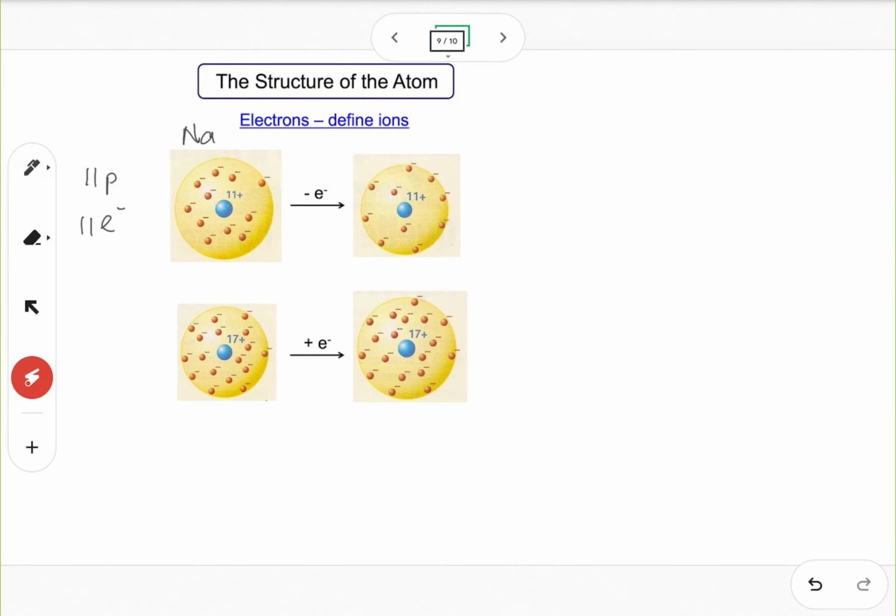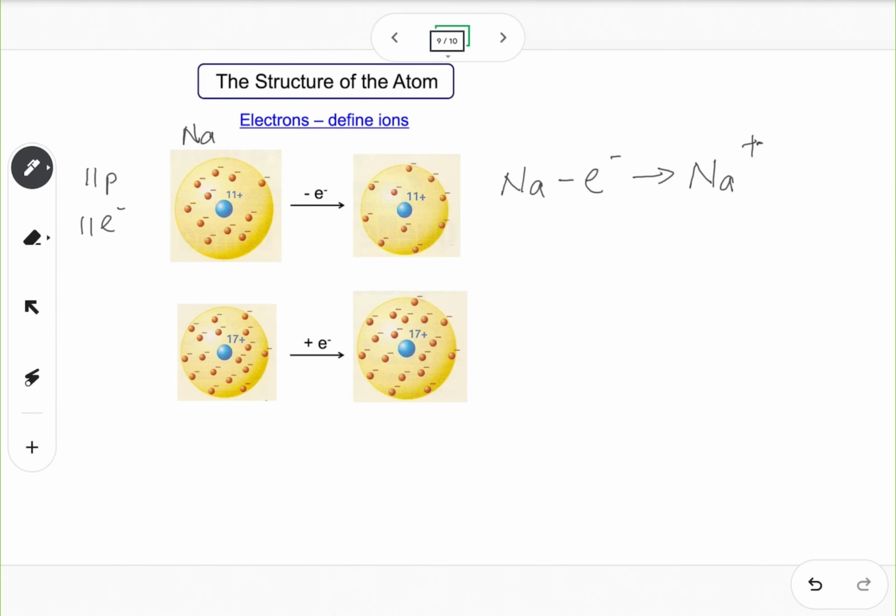Now consider the charge of this new particle. You have 10 negatively charged electrons and 11 positively charged protons. The 10 electrons can be cancelled by 10 protons, but you still have 1 positive proton in the nucleus. So that will make the whole particle have 1 positive charge. If you write this down as a chemical equation, it would be something like this: a neutral sodium atom loses 1 electron, and that will generate a sodium cation. This positive sign comes from that 11th proton.